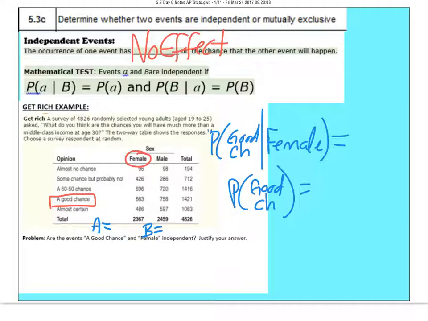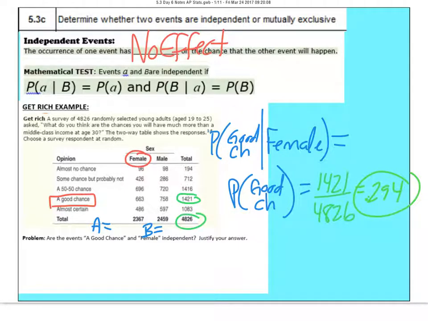Now, for the first part of this formula, I'm going to find the probability of a good chance given that I'm a female. And then we're going to compare that to the probability of just A, which is the probability of a good chance. So what's the probability that I have a good chance? Now, this is not conditional. This is actually looking at the entire group of people. So for this one, we're looking at the 1,421 out of the 4,826. And that's about 0.294 as a decimal.